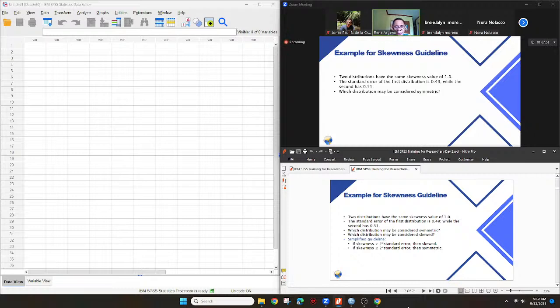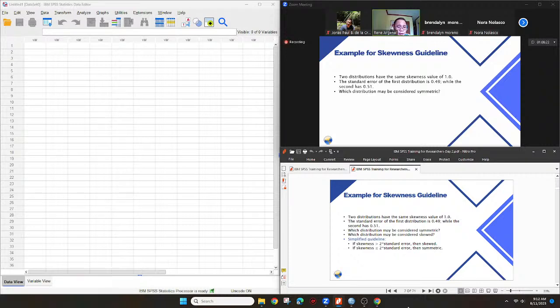Suppose two distributions have the same skewness value of 1. The standard error of the first distribution is 0.49, while the second is 0.51. The standard error is just the standard deviation over the square root of n. That's the formula of the standard error: the standard deviation divided by the square root of n.